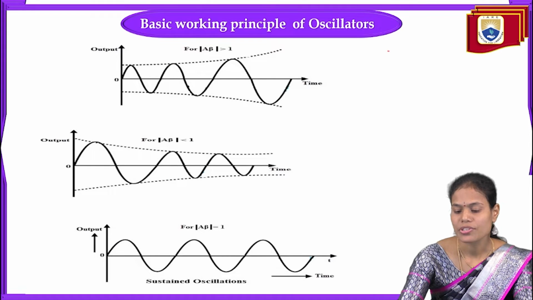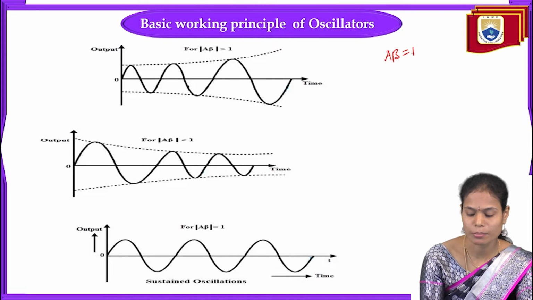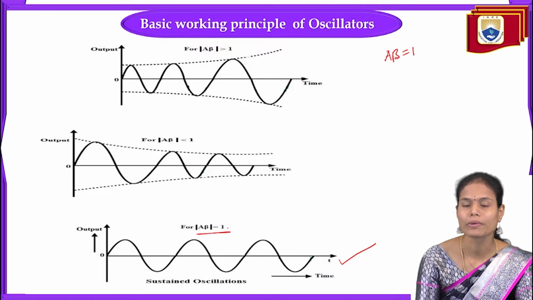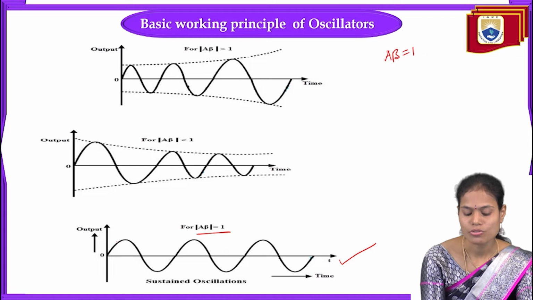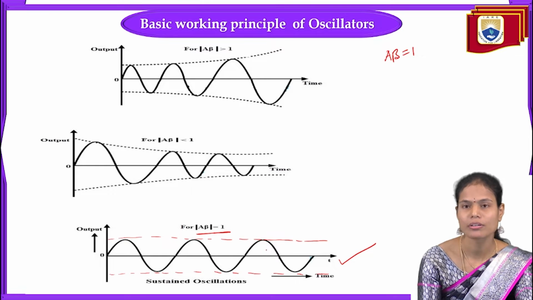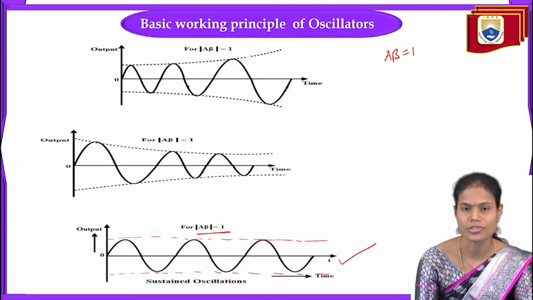I have already mentioned, if we maintain the A beta value as 1 only, we will get the stable signal. This is the particular signal we can expect when the open loop gain value is 1. If we observe this waveform, the amplitude in the positive direction and the amplitude in the negative direction are both the same and in a constant range, and the frequency value is also not changing here.